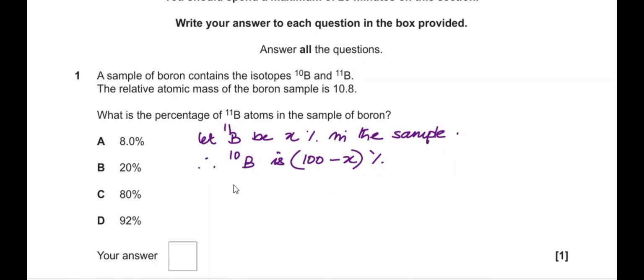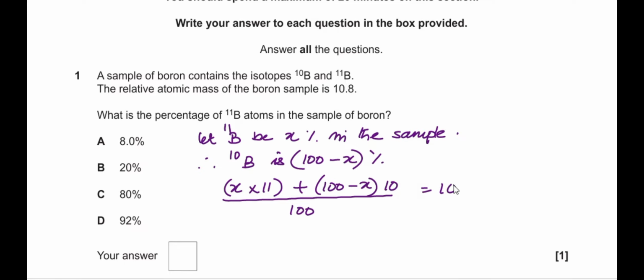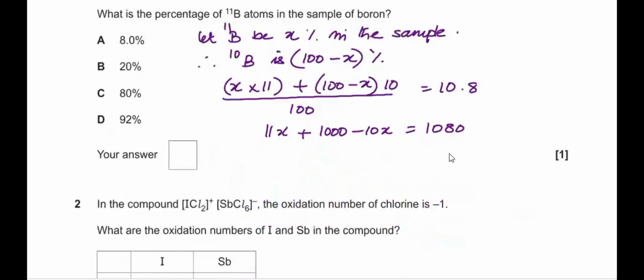Therefore, the relative atomic mass calculation of the sample will go like this: X times 11 plus 100 minus X times 10 all over 100 is equal to 10.8. Expanding this, we get 11x plus 1000 minus 10x is equal to 100 times 10.8, which is 1080. That makes it quite simple now for us. 11x minus 10x is 1x, equal to 1080 minus 1000, which is 80, which leads to x is 80%, and that is C.